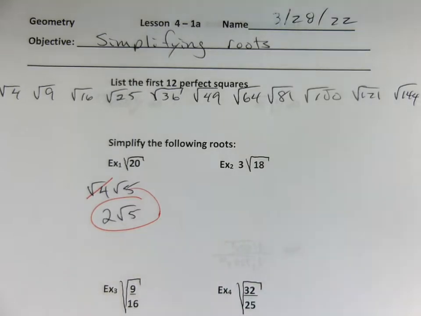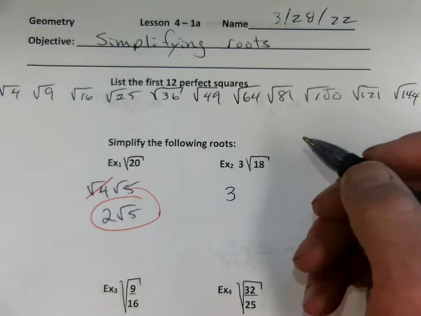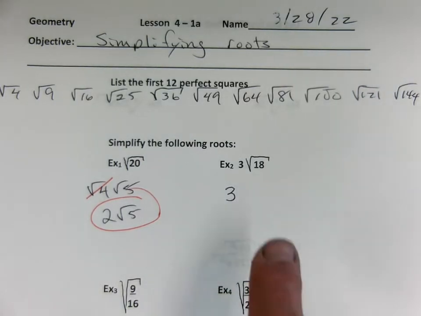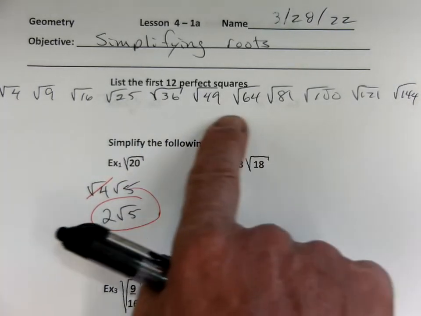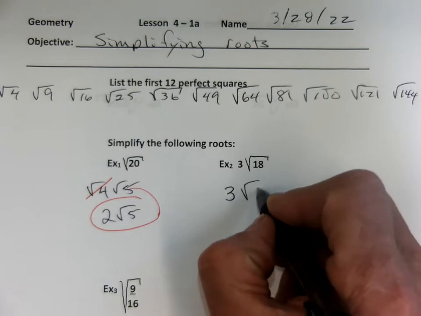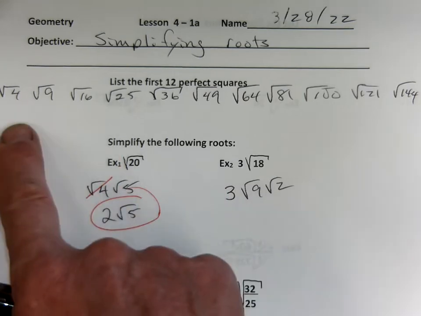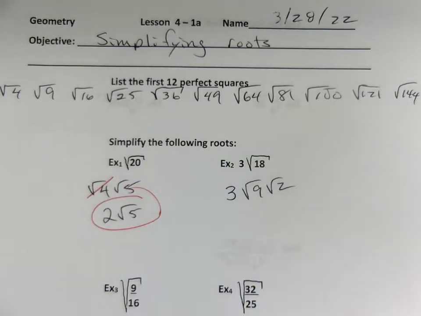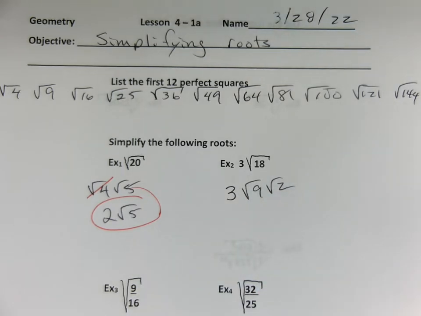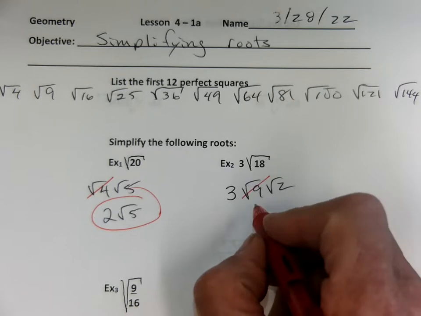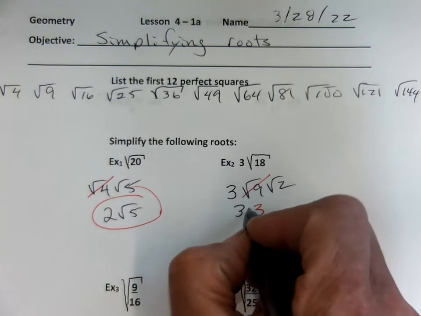Okay, let's look at example 2. The 3 is already out, so I'm just going to write the 3 down. Now, inside the square root, what times what makes 18? But you have to use one of these numbers. 9 times 2. I wouldn't want to use 6 and 3. 6 times 3 is 18, but 6 and 3 are not perfect squares. The key is to find a perfect square. I know the square root of 9 is 3.